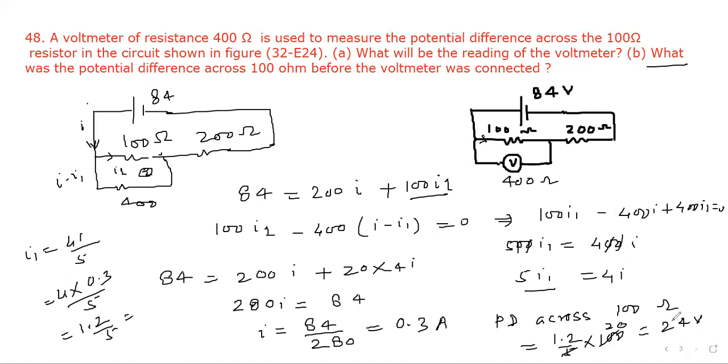So potential difference across 100 ohm resistor will be 24 volt, and across 200 ohm resistor it will be 84 minus potential difference across 100 ohm, that is 24. So it will be 60. So that is our answer.